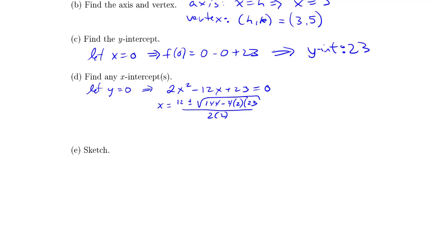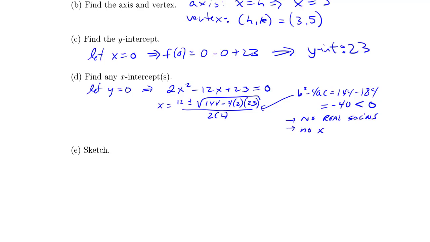Okay, so now if I look inside here, remember that all-important b squared minus 4ac ends up inside there being 144 minus 184. But that's negative 40, which is less than 0. Which means I have no real solutions. They would be imaginary. All right, so that means that I have no x-intercepts, which is perfectly fine for a parabola because it could be sitting above or below the x-axis. So that's a good piece of information.